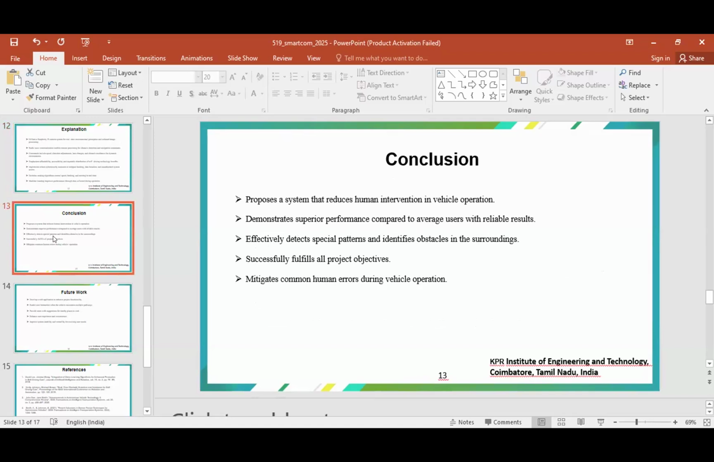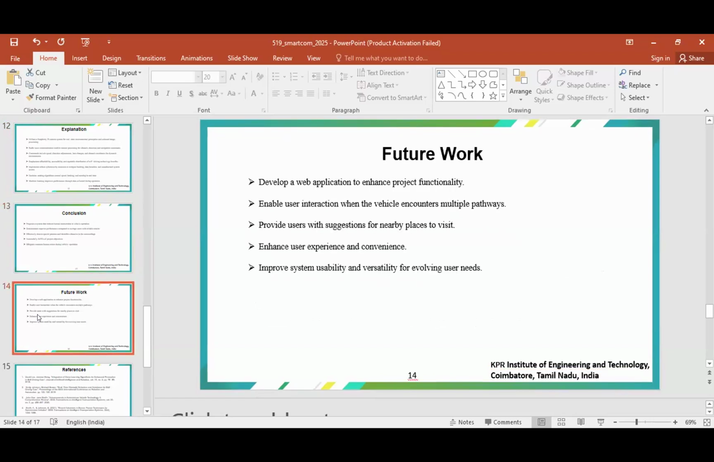It proposes a system that reduces human intervention in vehicle operations and demonstrates superior performance compared to average users with reliable results. It efficiently detects special patterns and identifies obstacles in the surroundings, successfully fulfills all project objectives, and mitigates common human errors during vehicle operations. And here are the future works.